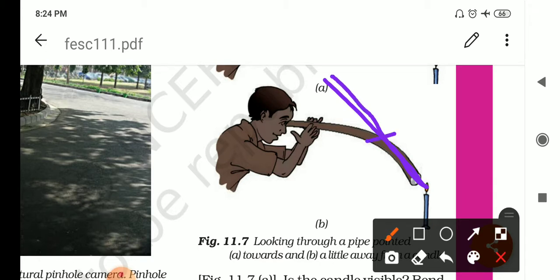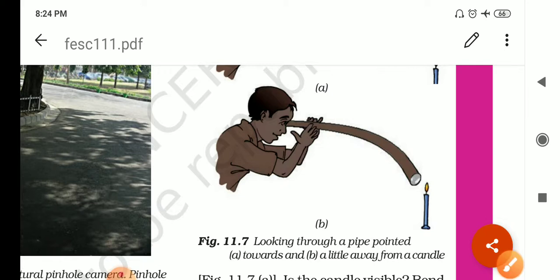And now if it strikes this particular surface, then it will reflect in the next direction, right? Then this light will not reach your eye, then you will not be able to see the light. This experiment also proved that light always travels in a straight line.